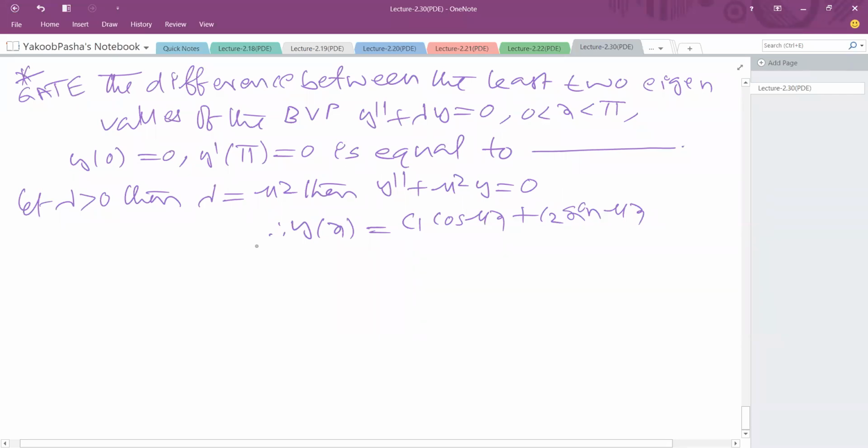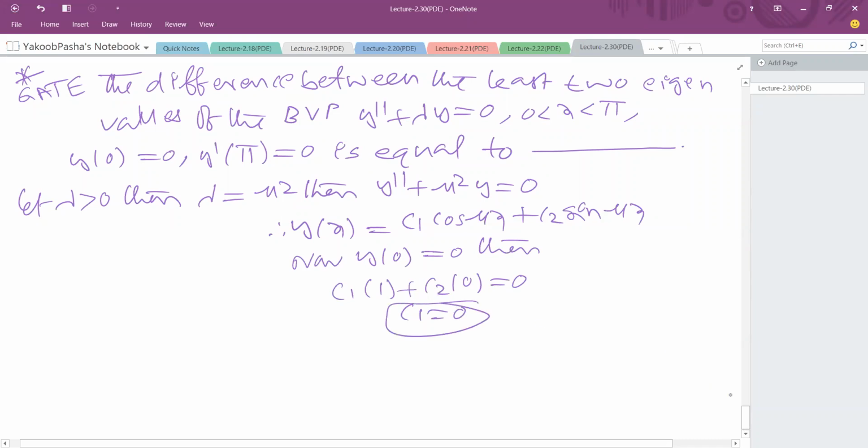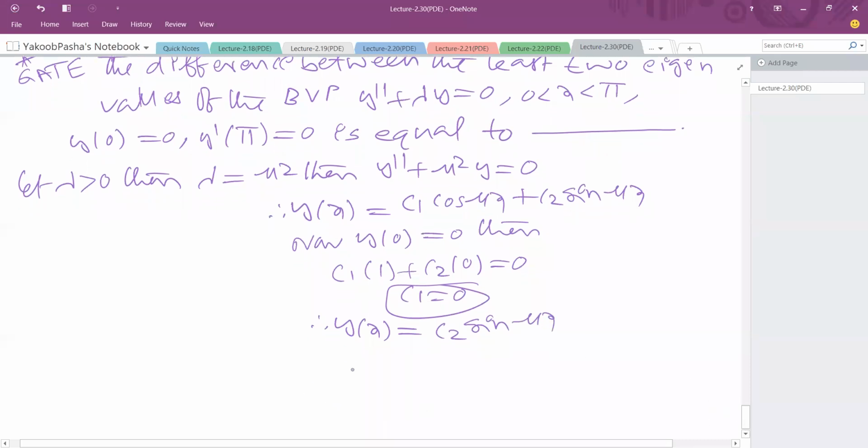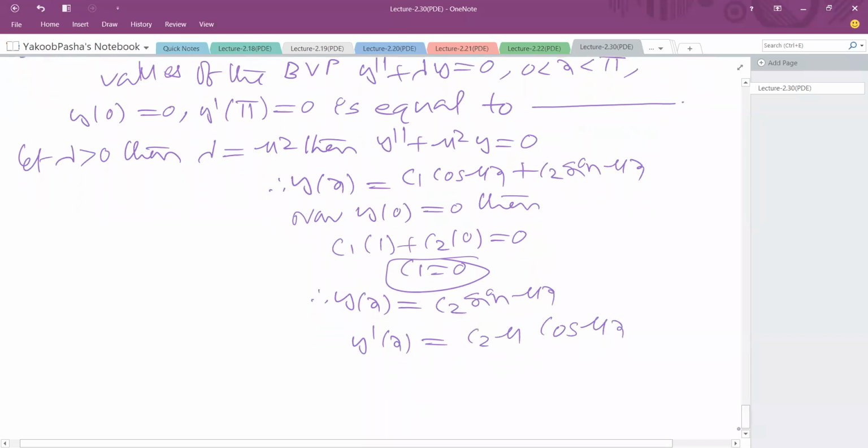First apply the condition y of 0 is equal to 0. Y of 0 equal to 0 means C1 cos 0, which is 1, plus C2 sin 0, which is 0, is equal to 0, so C1 is equal to 0. When C1 is equal to 0, then y of x is equal to C2 sin mu x. Differentiate this with respect to x and we get C2 mu cos mu x.